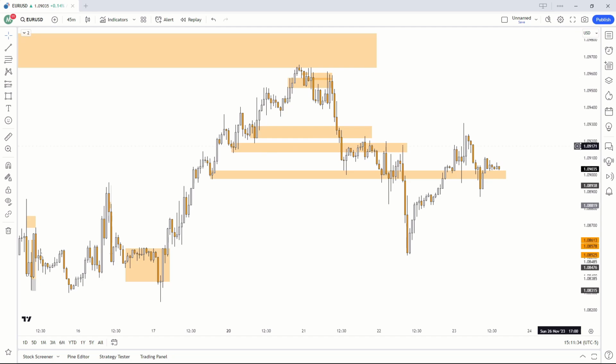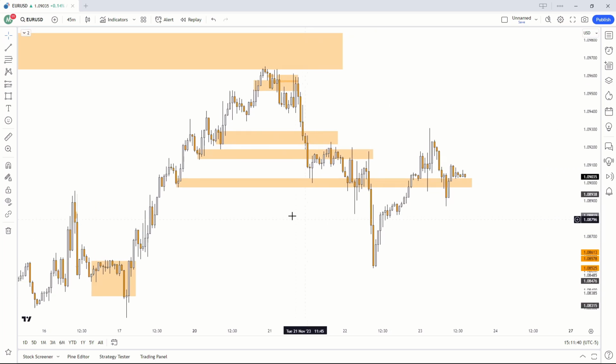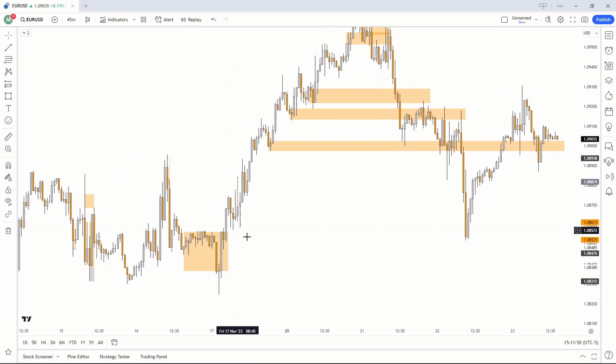Alright guys, I am on EURUSD. I am on the 45-minute time frame, and this is currently live in the market. I am not in replay mode, and you can see there is currently a market maker sell model going on. I'm going to break it down for you and show you all the possible entries you could have got. So to start off, we have our original consolidation marked out right here.